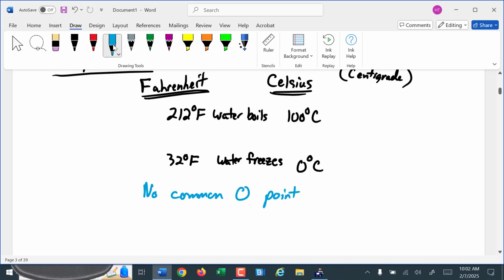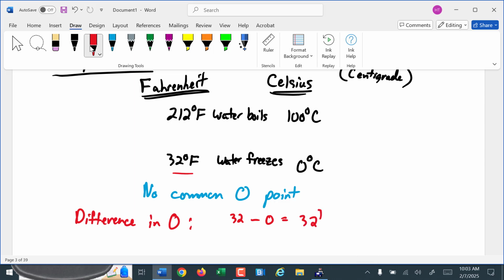So what we have to do is create a formula, and that formula involves two things. First is the difference in 0 point. For Fahrenheit, it's at 32 degrees. For Celsius, it's at 0 degrees. There's a 32 degree difference. So when we do these conversions, at some point we're either going to have to add 32 or subtract 32, depending on what direction we're going.